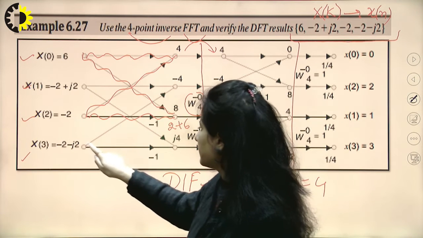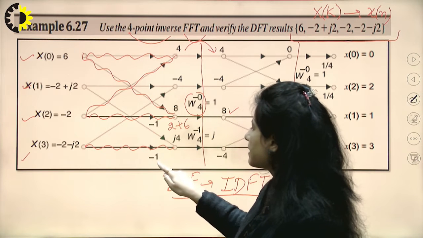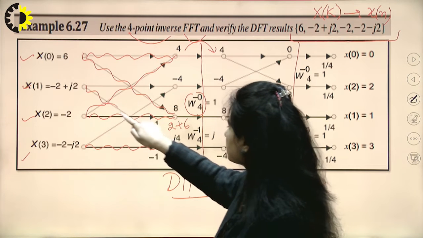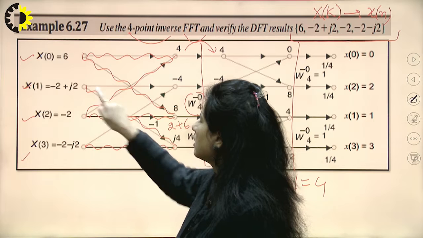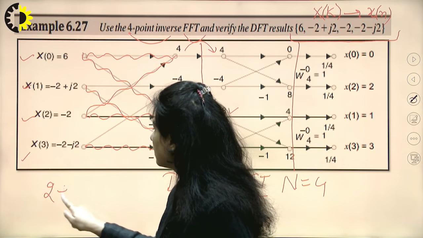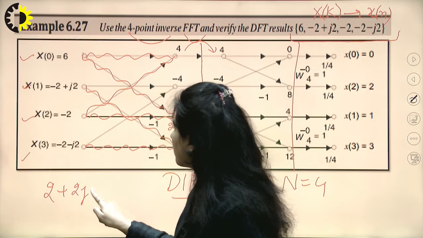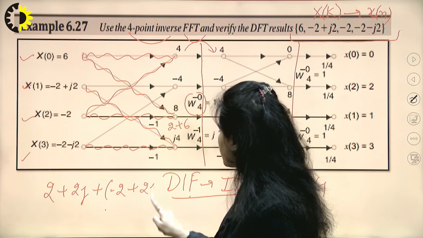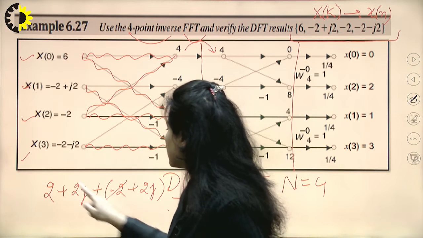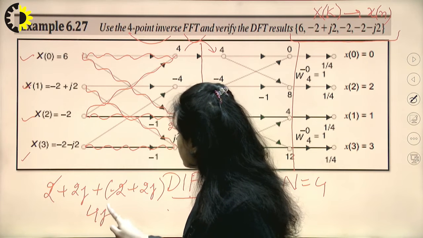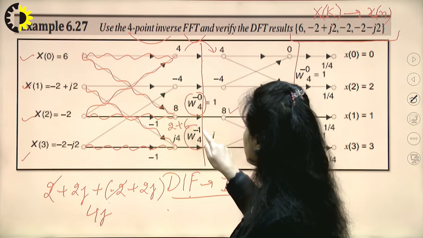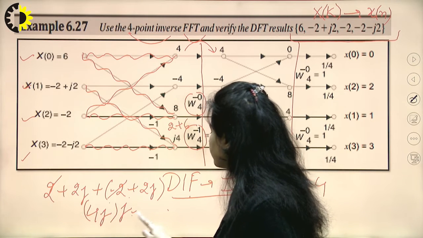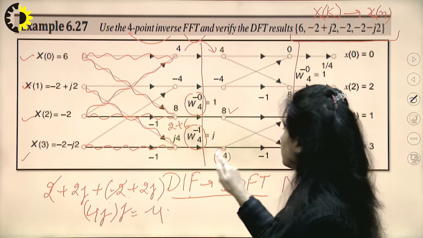If I look at this sample, minus 2 minus 2j multiplied by minus 1, it has become positive, that is 2 plus 2j. And from here, what I am getting? Minus 2 plus 2j. So 2 plus 2j, and from above what I am getting? Minus 2 plus 2j, that is 4j. These would cancel out, I am getting 4j. And this 4j would be weighted by this value, that is W minus 1, which is j. So if I multiply this with j, this is minus 4. So this minus 4 becomes input to the second stage.